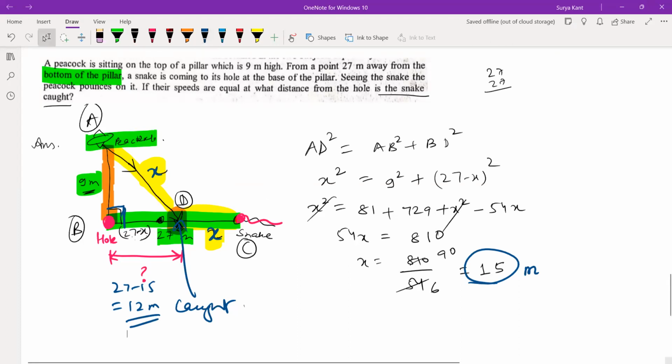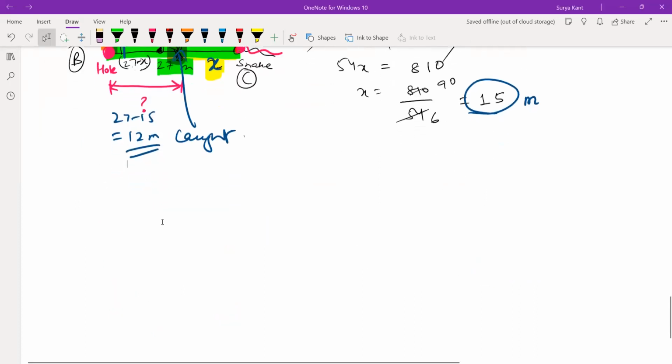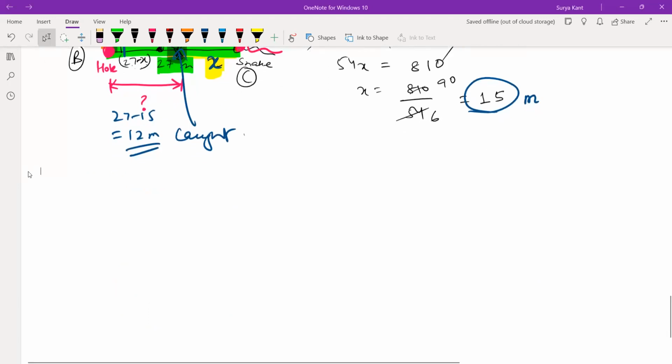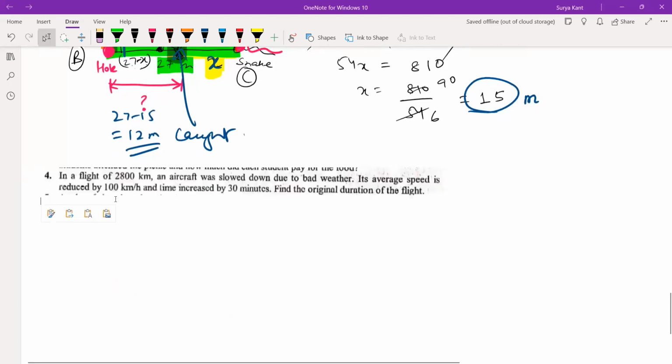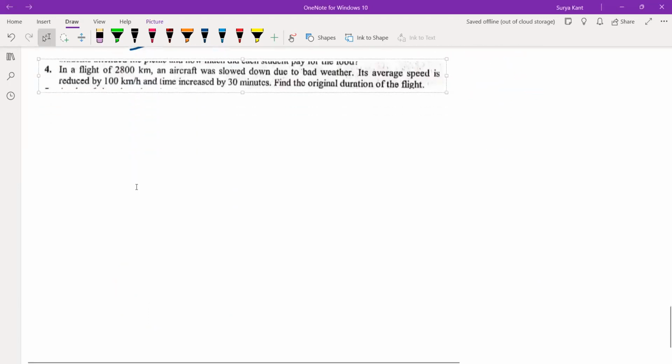Next question is, in a flight question. This is your speed distance question. If you know distance is equal to speed into time, you can do this question, right? So see, in a flight of 2,800 kilometers.